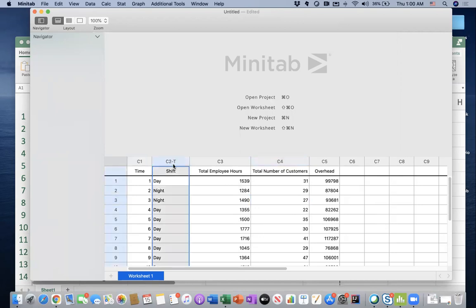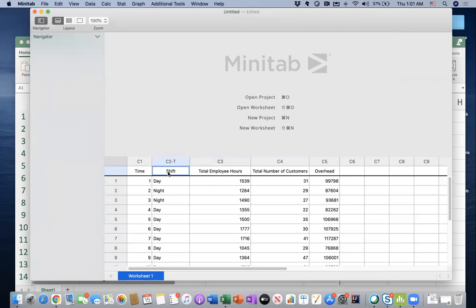We do have the shift variable here, right? It is going to tell us whether it's a day shift or a night shift. And we do have some numerical observations for the total employee hours and total number of customers here. It looks like the total number of customers is changing between 20s to 30s, maybe even 40s. We have even 50 here, right? So this is a numerical observation and it is a continuous variable, right? And then total employee hours, again, it is in terms of hours, it is measured on a continuous scale.